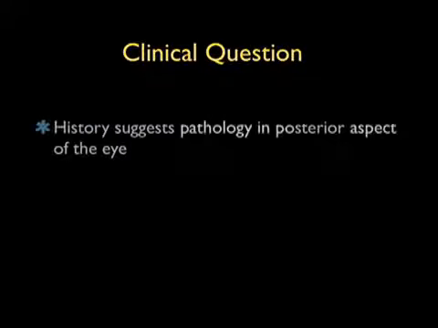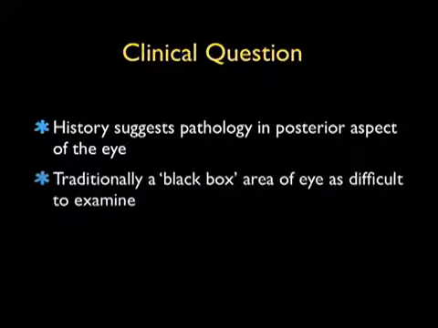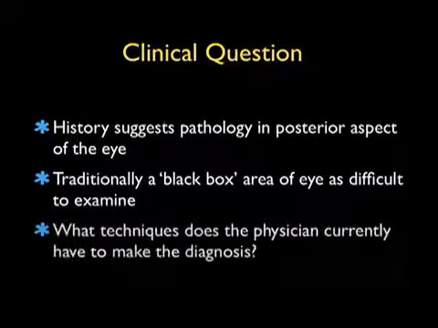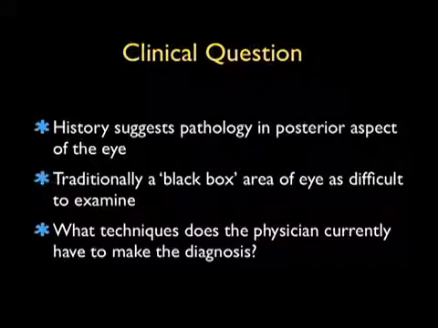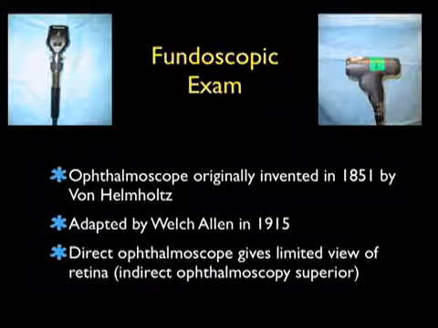So the history taken from our patient suggests pathology in the posterior aspect of the patient's eye. And unfortunately for us, this has traditionally been a black box area of the eye, very difficult to examine using traditional means. So that leads us into our clinical question for today, which is: for physicians working in the emergency department in the year 2011, what techniques do we currently have to make the diagnosis of pathology within the posterior aspect of the eye? And can we do better than our traditional testing?